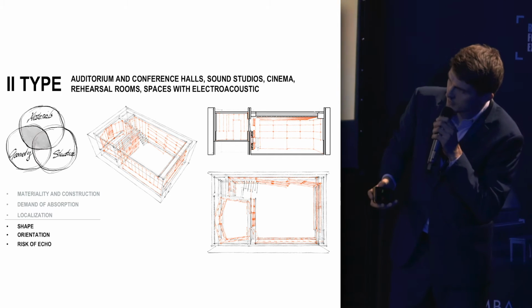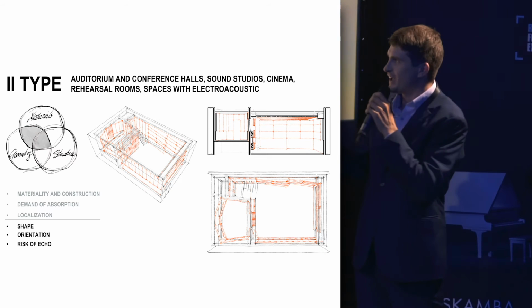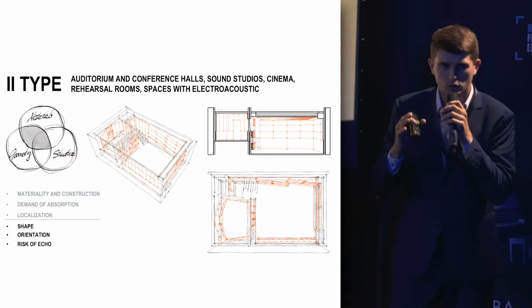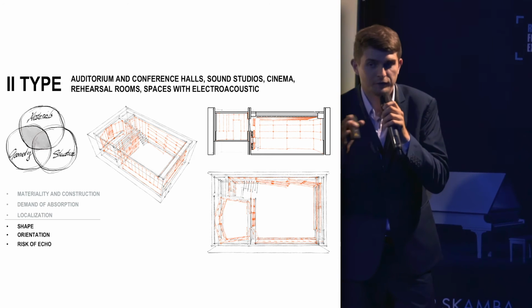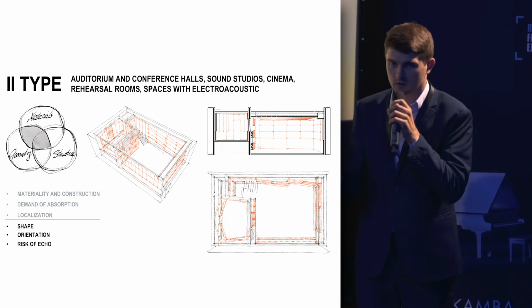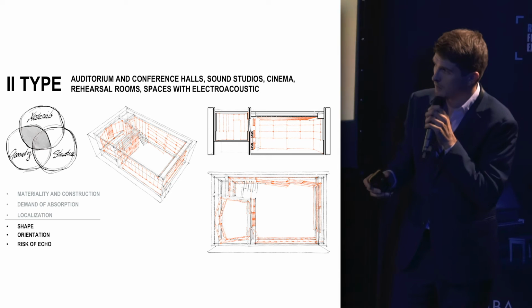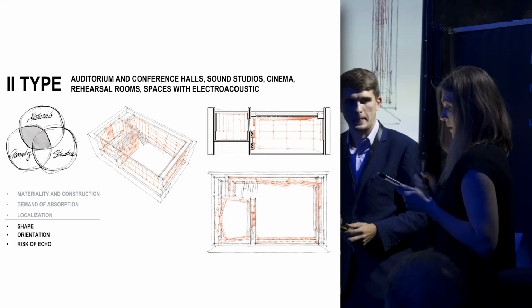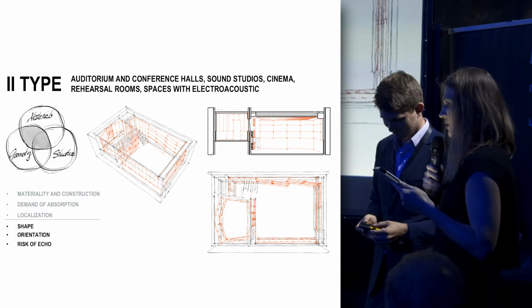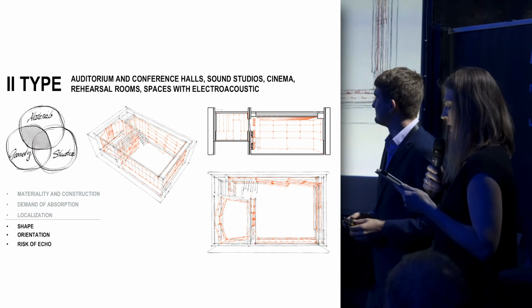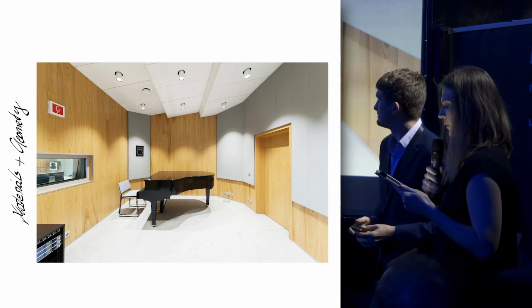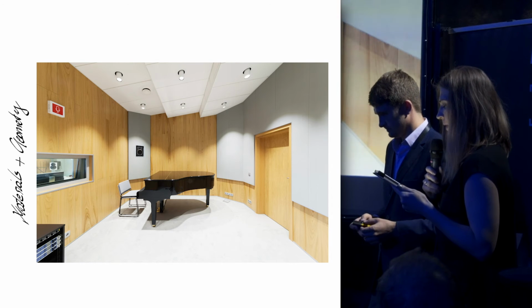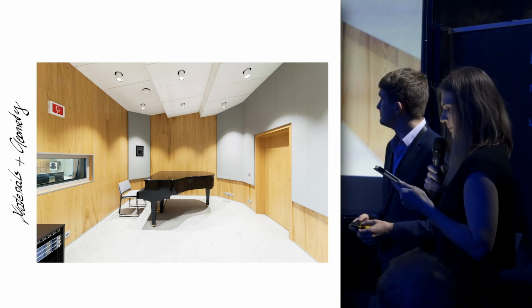Third one, orientation. Orientation is important if we want to redirect, reflect, or even diffuse sound in our space. Shape. The acoustic shell has to be formed in this type of room. It makes a direct influence on the interior. Acoustic requirements bring a sharp, expressive form to the room.